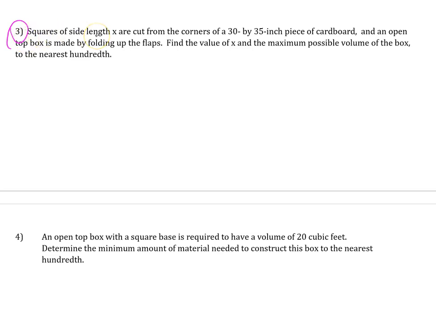of side length x are cut from the corners of a 30 by 35 inch piece of cardboard. So we'll say that this is my 30, this is 35. And an open top box is created by folding up the flaps. Find the value of x that will maximize the volume. Round to the nearest hundredth.